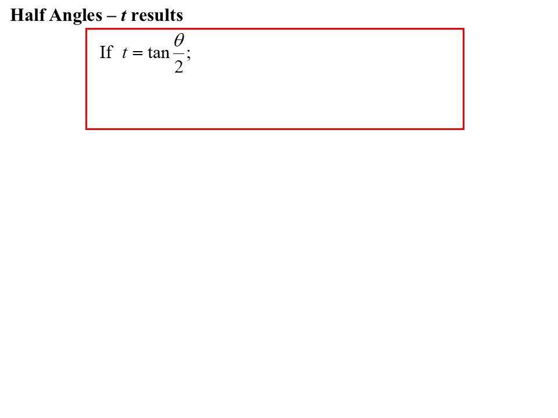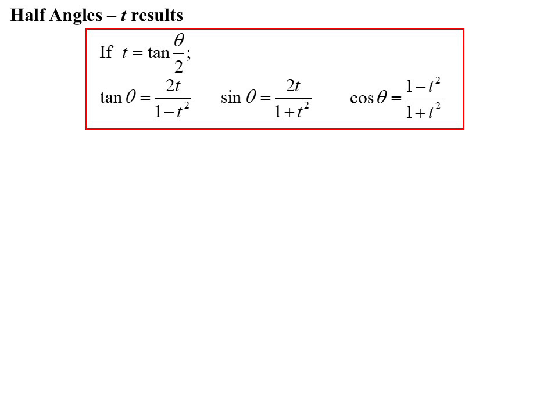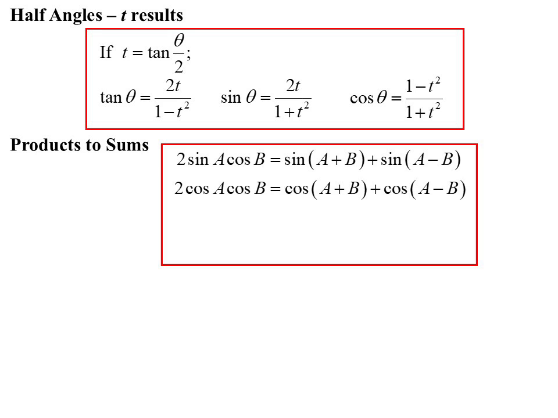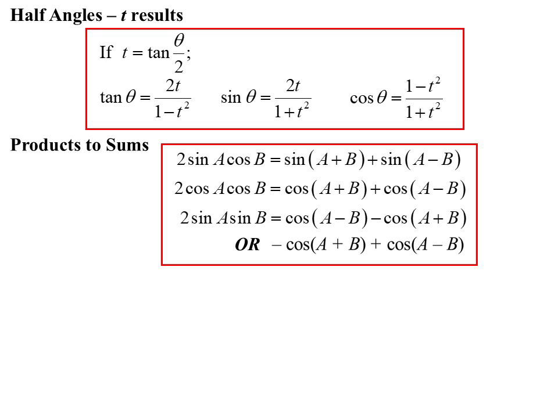Then the half angle results, or the t results. If we let t equal tan of half of the angle, then we can say tan theta is 2t on 1 minus t squared, sine theta is 2t on 1 plus t squared, cos theta is 1 minus t squared on 1 plus t squared. Then we looked at products to sums: 2 sine cos, 2 cos cos, and 2 sine sine.